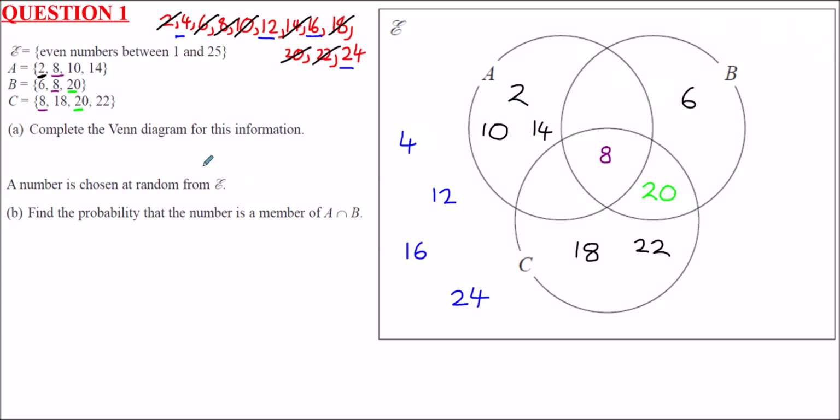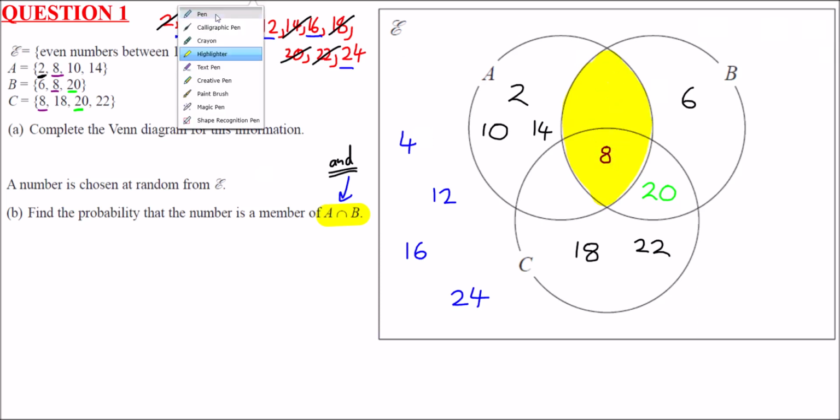So next we need to be thinking about part B. So numbers chosen at random from the Venn diagram. Find the probability that the number is a member of A intersection B. This means A and B, essentially. So A and B means where A overlaps with B. And so the overlap of A and B actually occurs in this part here I'm colouring in. Okay, so there's only one number in that, the even number 8.